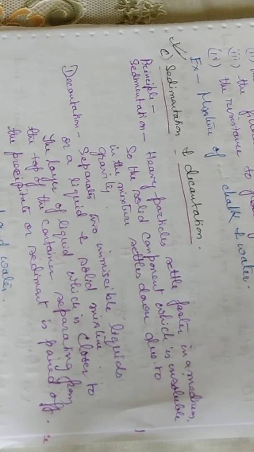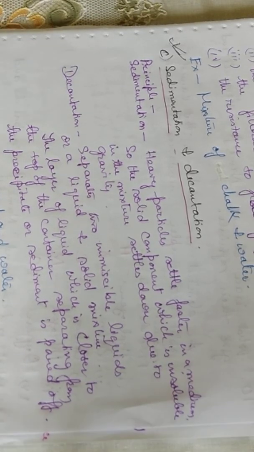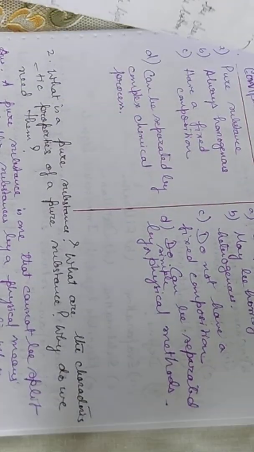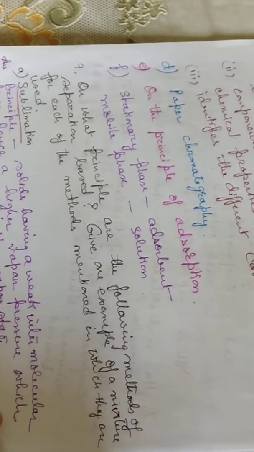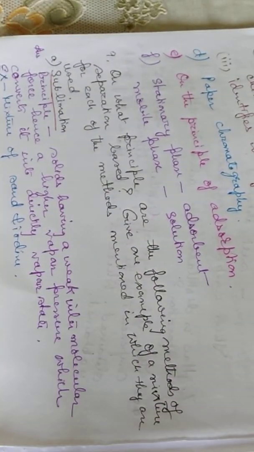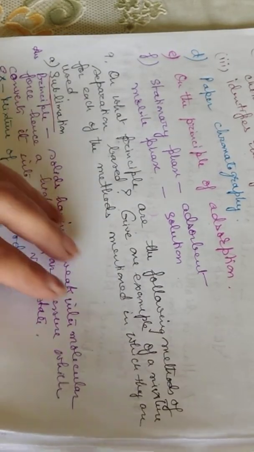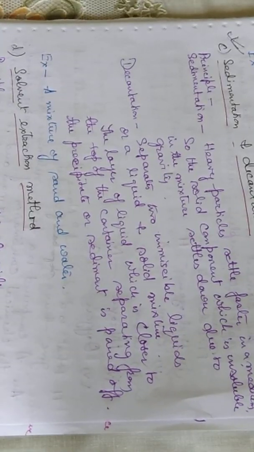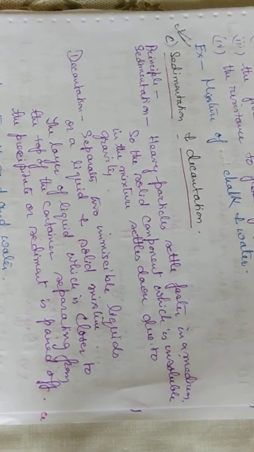Today I am discussing the question and answer section of elements, compounds and mixtures. I was discussing the question: on what principle are the following methods of separation based, and give one example of a mixture for each of the methods in which they are used. In the previous video, I explained sublimation and the filtration process. Now today I'm going to start with the sedimentation and decantation processes.